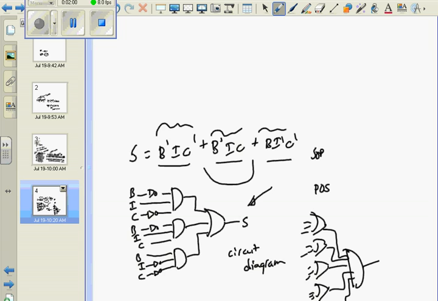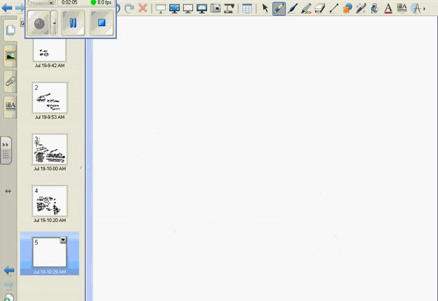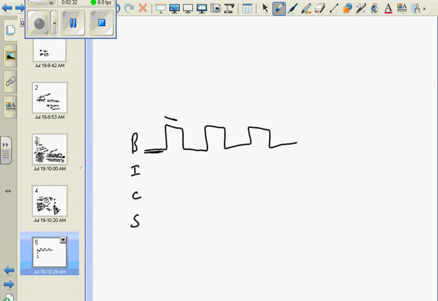Okay, now another way we could represent this lovely little expression is with a timing diagram. So with a timing diagram, again, we're going to be showing all of the inputs, bacon, ice cream, and chocolate syrup, and the output S. And here I'm going to have these changing values. In a timing diagram, what you're seeing is high and low values. So when it's low, that means the value is a 0. When it's high, that means the value is a 1. And each of these can change at different times.